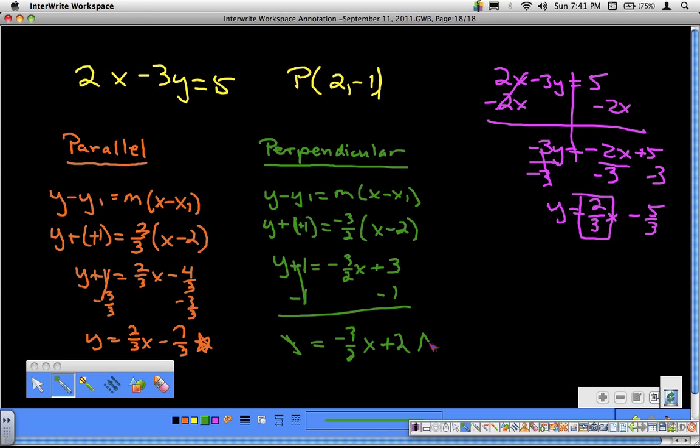plus 2. So if we were to graph all three of these, this would be our original line. This line would be the line that goes through point (2, -1), and it would be parallel to our original line. And this line would be the line that goes through point (2, -1), but is perpendicular to our original line.